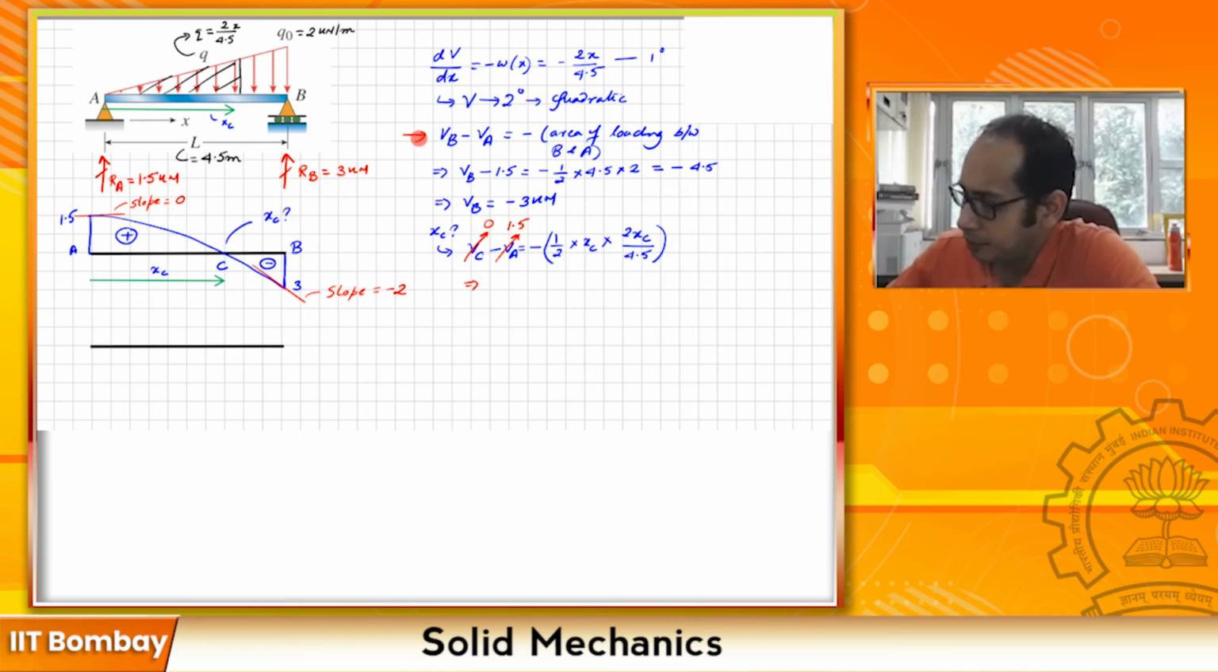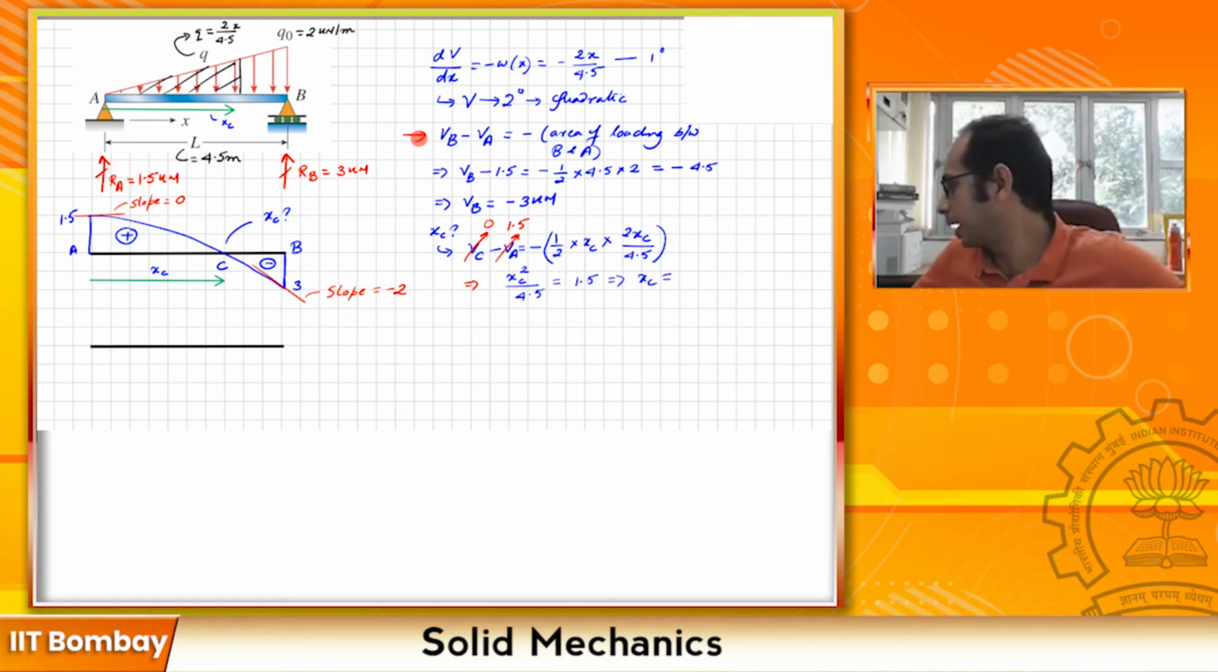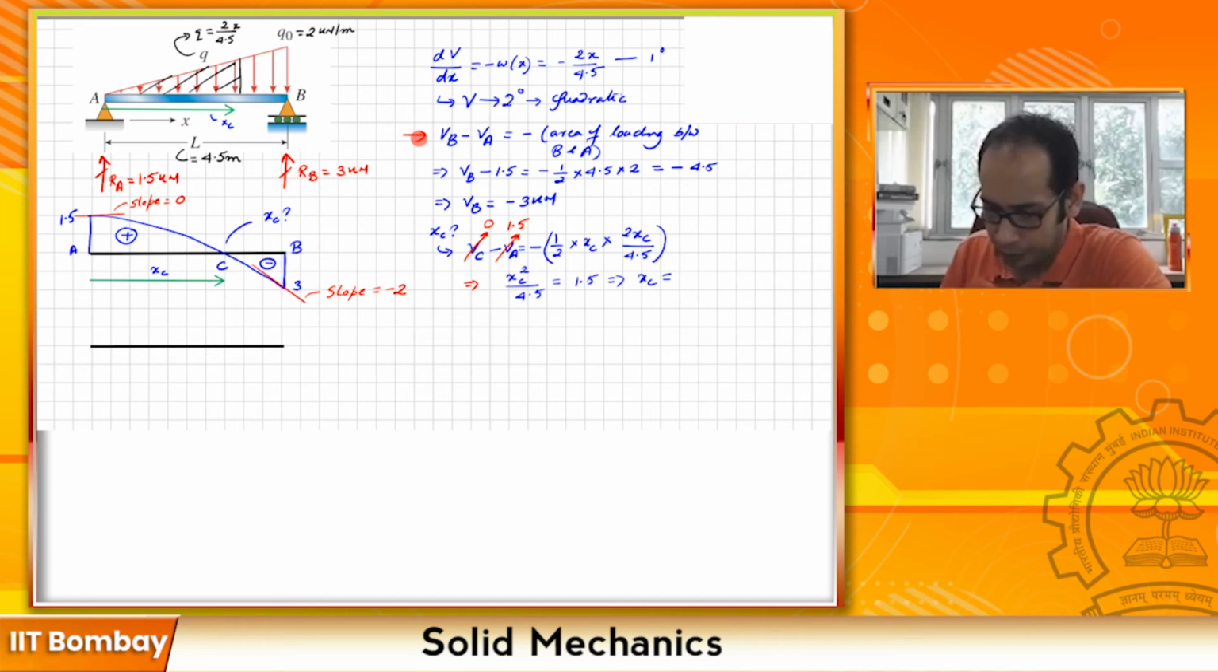So I have that XC square divided by 4.5 is equal to 1.5. So that gives you a value of XC. Let's calculate that. That is going to be 4.5 times 1.5 and the square root of that, that is 2.6. So XC is 2.6 meters.